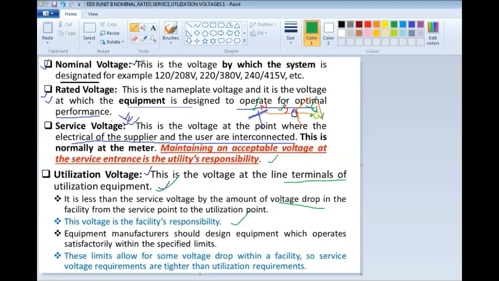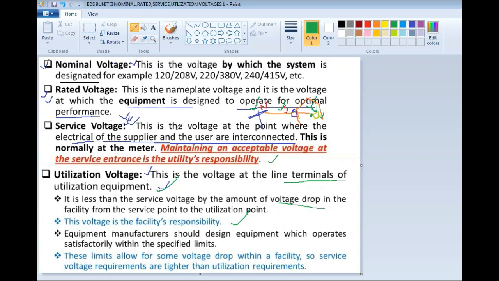Nominal voltage is the voltage by which the system is designated. For example, 120 by 208 volts, phase voltage and line voltage, 220 volts phase and line. In India we have 230 volts by 450 volts. Rated voltage, with respect to the equipment, is the nameplate voltage, the voltage at which the equipment is designed to operate for optimal performance. So it is the rated voltage.